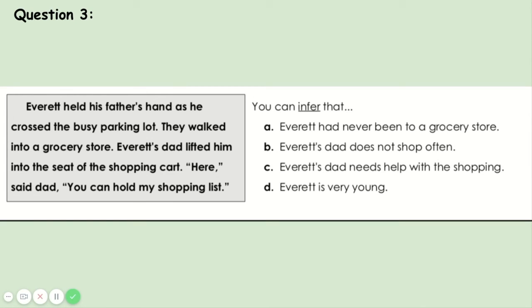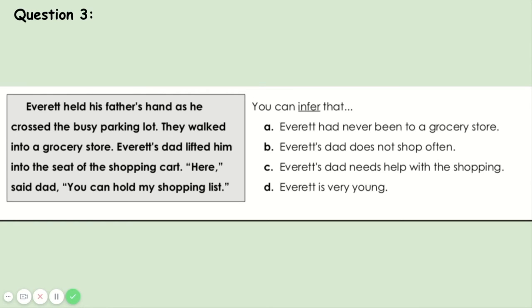Okay, here's question number 3. We're going to read it together. Everett held his father's hand as he crossed the busy parking lot. They walked into a grocery store. Everett's dad lifted him into the seat of the shopping cart. "Here," said Dad, "you can hold my shopping list."